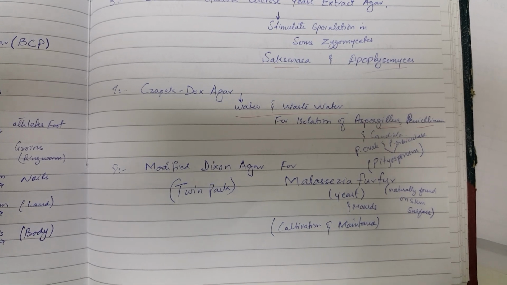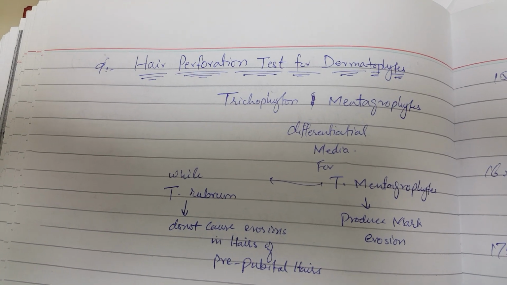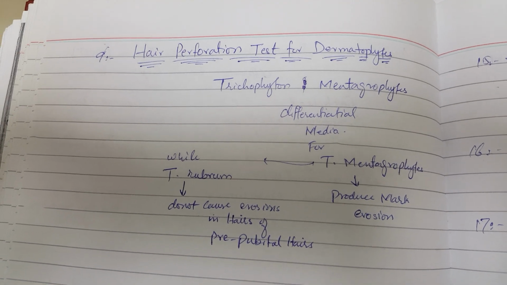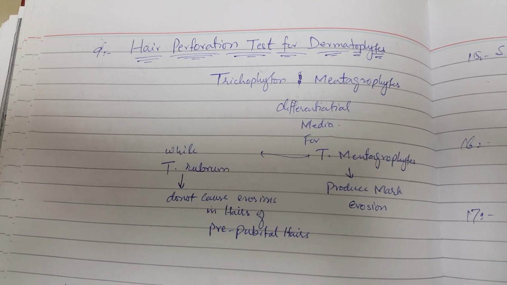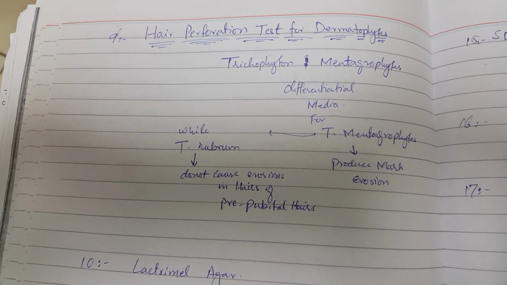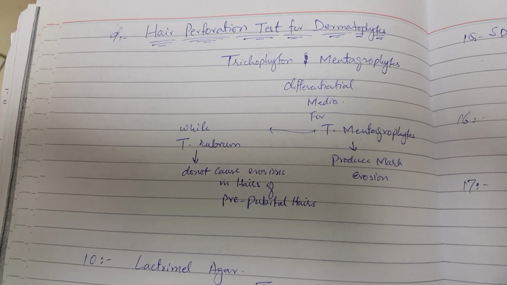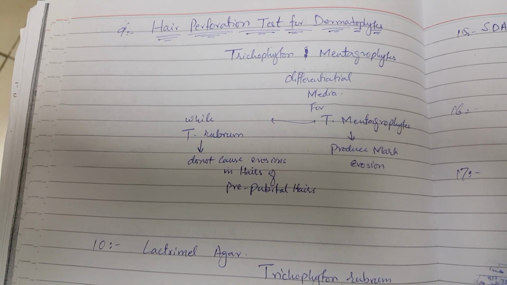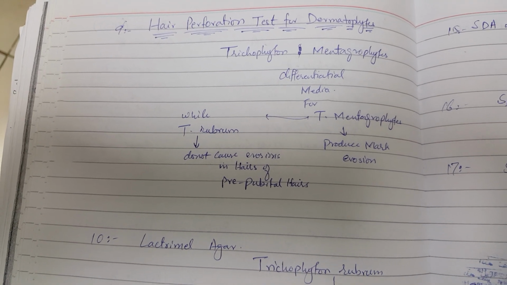The hair perforation test for dermatophytes differentiates Trichophyton mentagrophytes, because the organism produces marked erosion, while T. rubrum does not cause any erosion in the hairs of prepubital hairs.